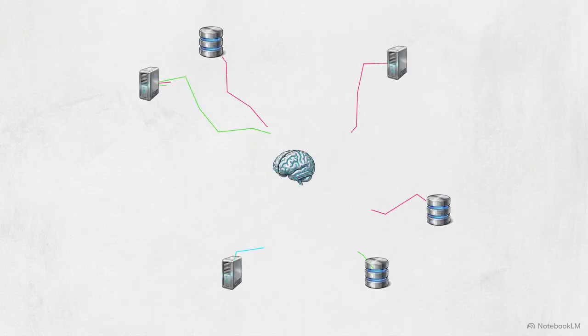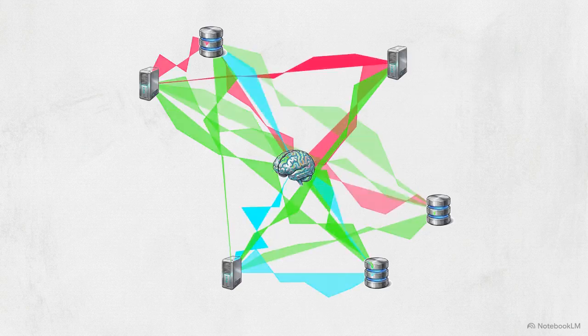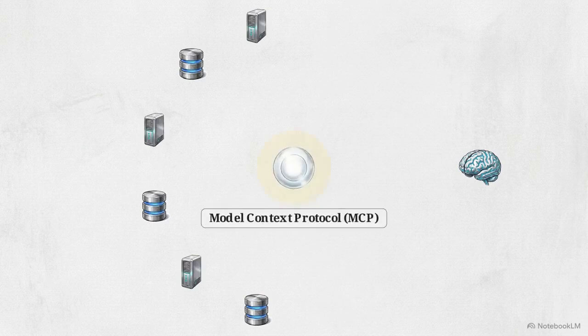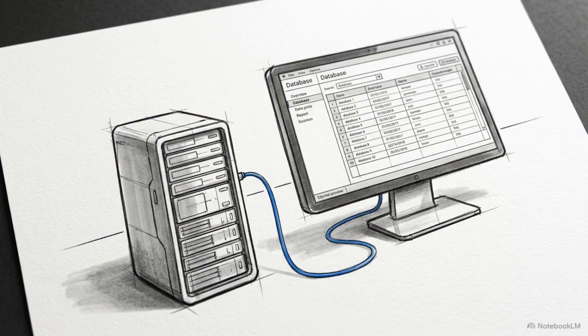To solve this, developers are adopting the Model Context Protocol, or MCP. It replaces that chaotic web of point-to-point connections with a single, open standard that unifies how AI models access external data. You no longer have to build custom infrastructure from scratch just to let an AI read a database. Open standardization does the heavy lifting.